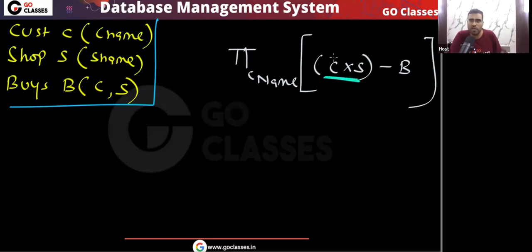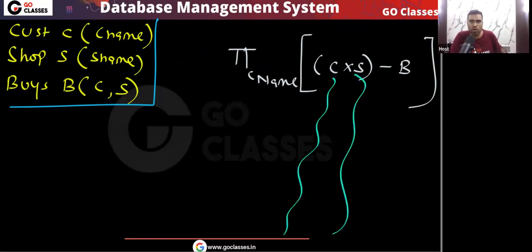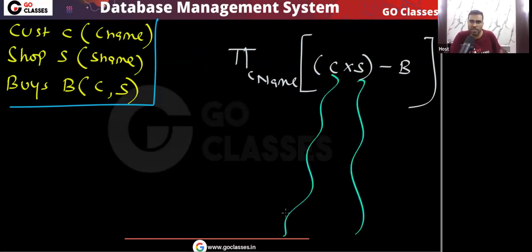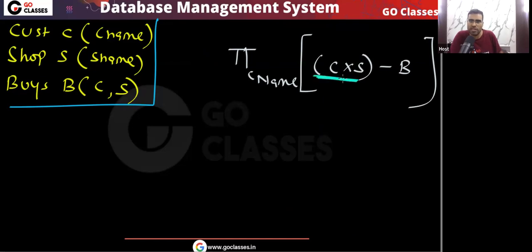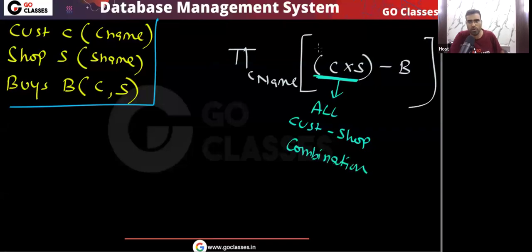See, what is this? C cross S. C has all the customers, S has all the shops. So what is C cross S? Tell me. This is all customer, shop combinations. Yes or no? These are all the combinations of customer, shop, because here you have all the customers, here you have all the shops. If you do the cross product, you will get all customer shop combinations.